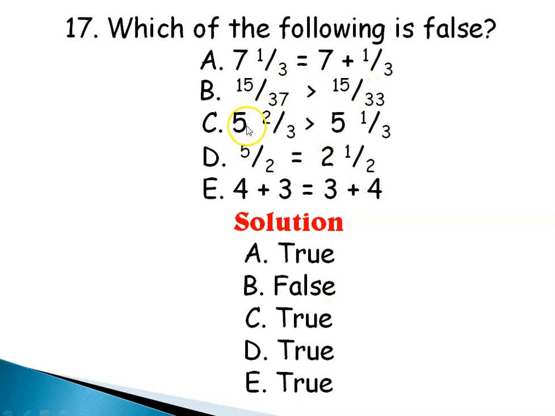And C, 5 whole number 2 over 3 is greater than 5 whole number 1 over 3. This is true. 5 over 2 is equals to 2 whole number 1 over 2. This is true because 2 times 2 is 4, plus 1, 5 over 2. This is true. 4 plus 3 is equals to 3 plus 4. That's true. 4 plus 3 is 7. 3 plus 4 is 7. So they are all true except for B. 15 over 37 is greater than 15 over 33 is not true. Is that taken? Good.